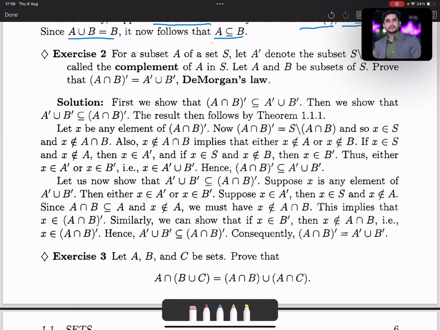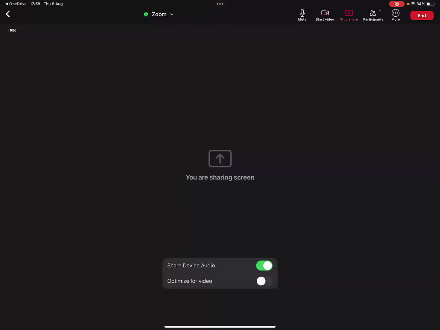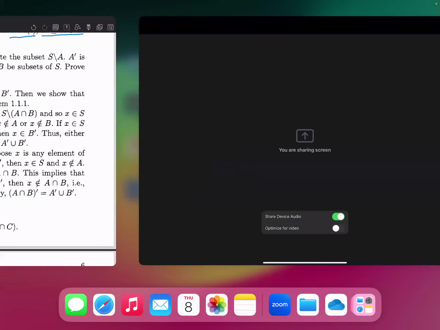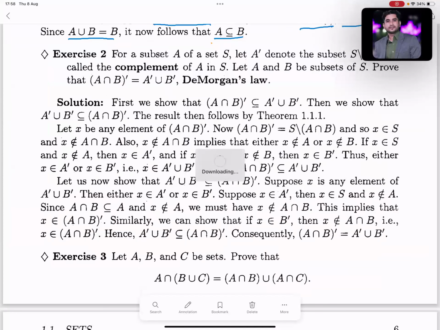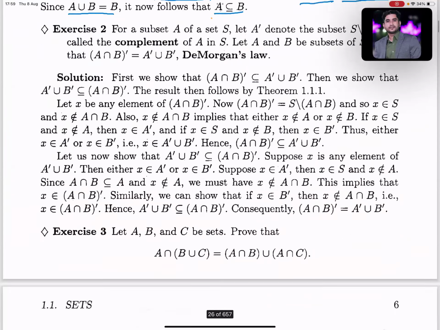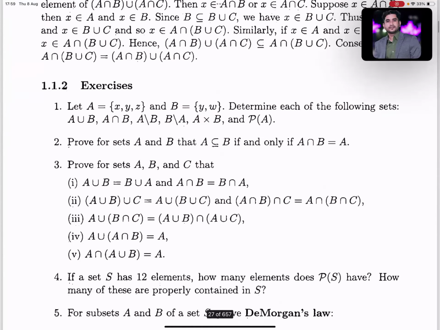Which says that, let's check the time. We'll do one more.